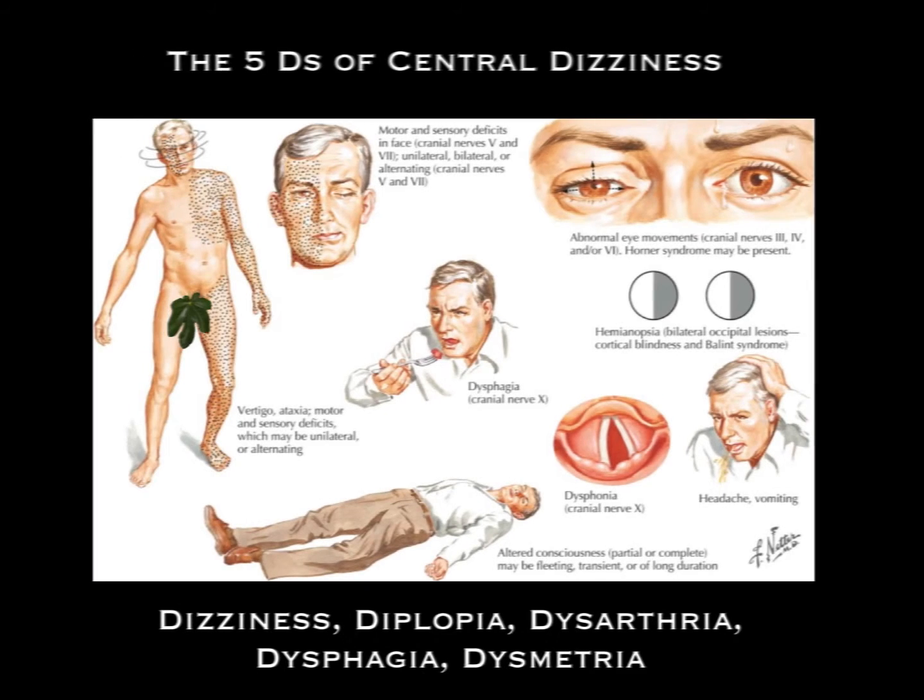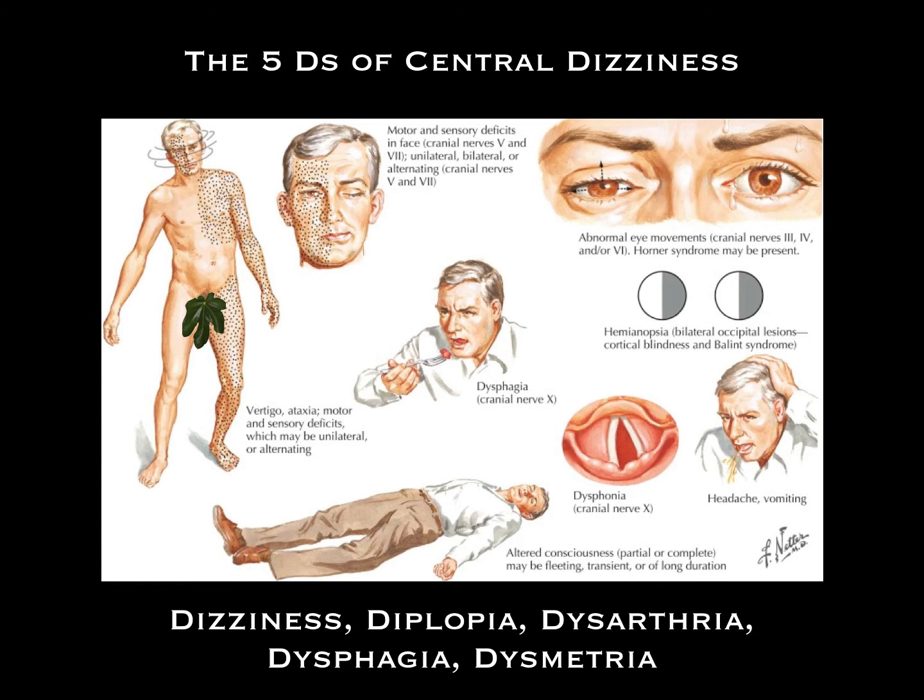So we talked about all this, but to get it all in one place, the 5 Ds of central dizziness are dizziness, diplopia, or seeing double, dysarthria, or being unable to produce sounds because of vocal cord dysfunction, so they may have a froggy voice or a raspy voice, dysphagia, unable to swallow correctly, and dysmetria, or dysdiadochokinesia.